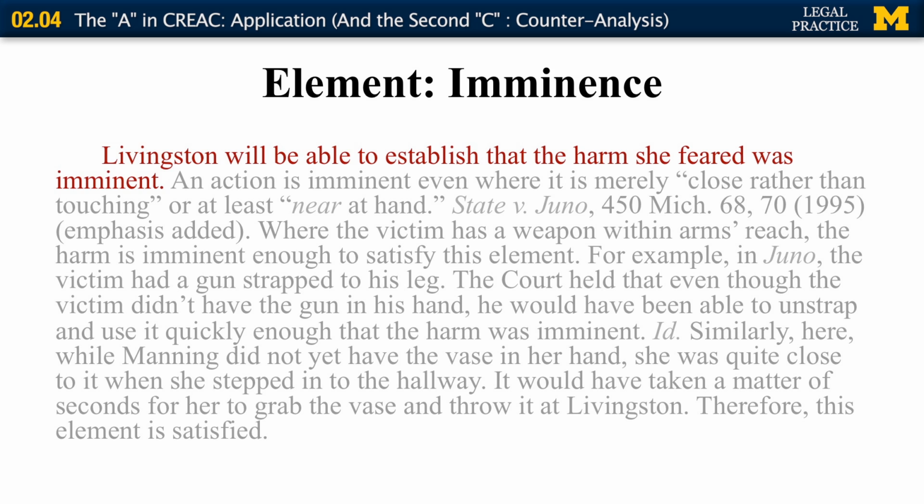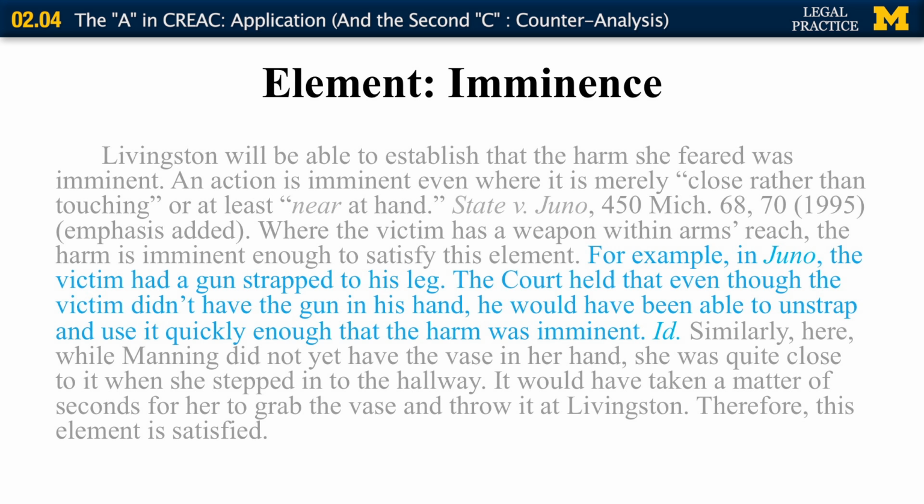And we're going to go back to our imminence element that we've looked at several times now. So again, we start with the conclusion. Livingston will be able to establish that the harm she feared was imminent. You remember, I'm sure at this point, our two-sentence rule, which ends by saying that where the victim has a weapon within arm's reach, the harm is imminent enough to satisfy this element. Then we explain that rule using Juno. For example, in Juno, the victim had a gun strapped to his leg. The court held that even though the victim didn't have the gun in his hand, he would have been able to unstrap and use it quickly enough that the harm was imminent.